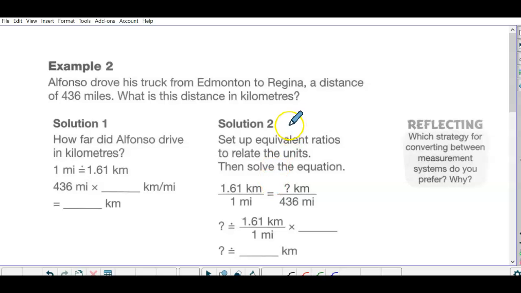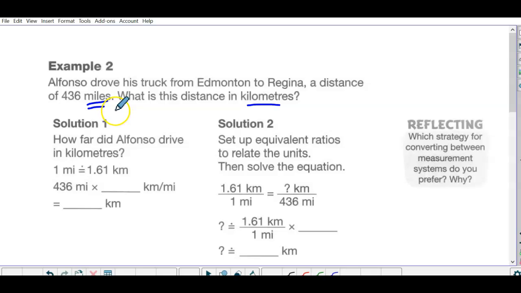Alfonso drove his truck from Edmonton to Regina, a distance of 436 miles. What is that in kilometers? Now that we've learned the conversions, we'll use the conversions that are given. 2 possible solutions. I'm going to use the first one. Usually it's solution 1 that I find makes most sense. So we know this in miles, and we have to convert to kilometers.